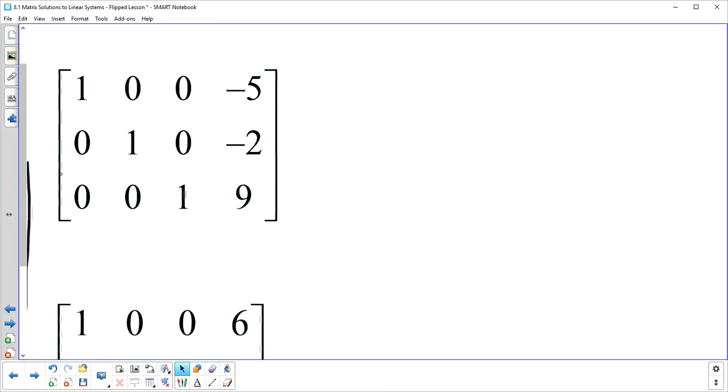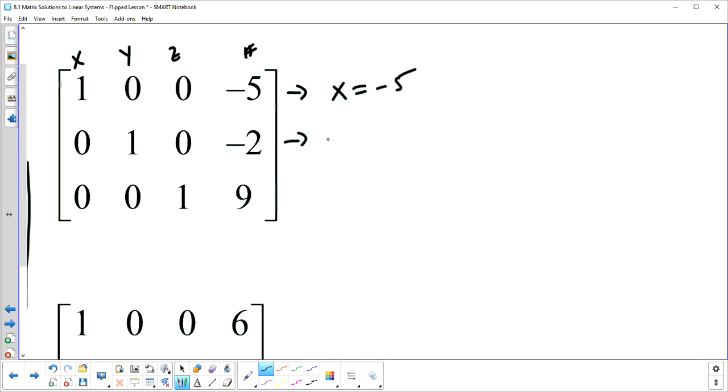And this is a good thing that we want, because you'll notice we have X, Y, Z, and then constants. So this first line is an actual equation where we have 1x, no y's, no z's, and a constant equals -5. So this tells us that x equals -5. The second one tells us that y equals -2. And the third one tells us that z equals 9. So we have one solution for those 3 variables.